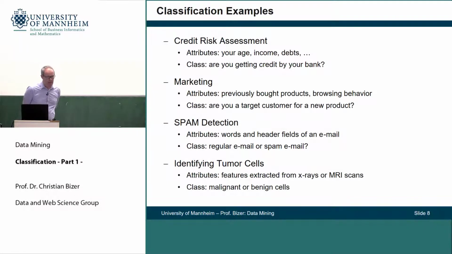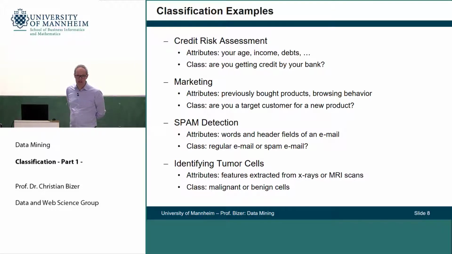Yeah, so examples of classification: credit risk assessment. So we want to decide, do we give a customer, as a bank, another credit or not? Relevant attributes might be age, income, or the debt that he already has. Marketing attributes: previously bought products, browsing behavior, and the label could be if we target the customer with some marketing campaign or not. Spam detection: there we are looking at words that appear in emails.